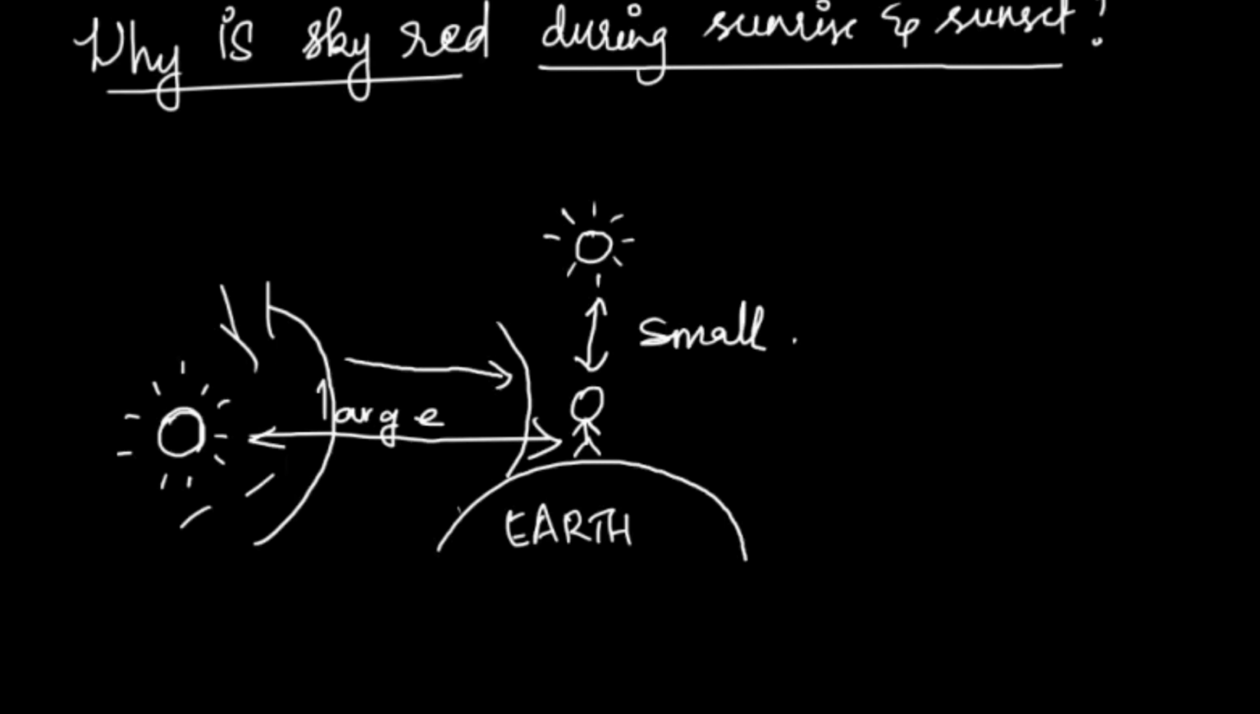So that's it. In this video, we have seen why the sky appears blue during normal times and why it appears red during sunrise and sunset.